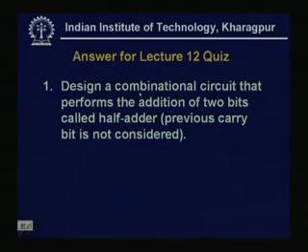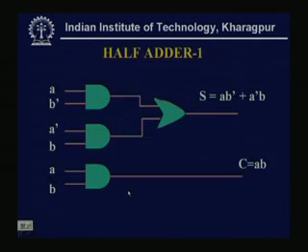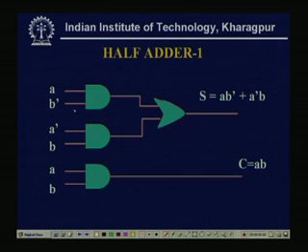Remember that was our last quiz question: design a combinational circuit that performs the addition of 2 bits, called the half adder. A previous carry bit is not considered, there are mainly 2 inputs. The realization is very simple, because S is A B dash plus A dash B. Again, I am assuming that complemented as well as uncomplemented variables or literals are available, then this needs 2-input AND gates and 1 2-input OR gate. So my S is A B dash and A dash B, which are ORed, and the carry is simple, C equal to A B.